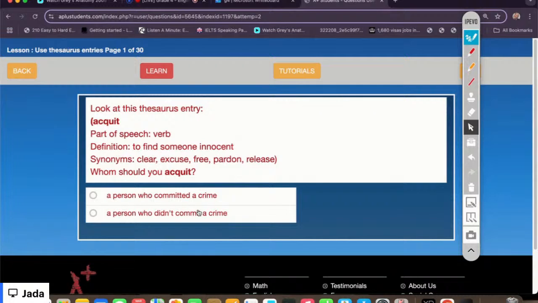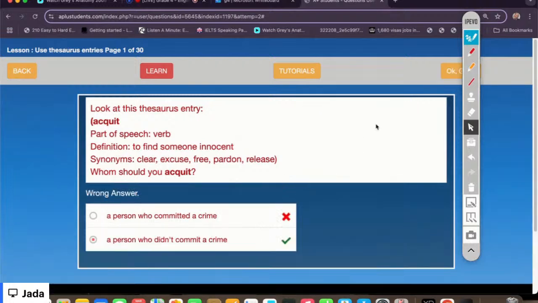Okay, so what would it be? A person who committed a crime. So they would release that person. But if you say it's a person who didn't commit a crime, then it shouldn't be A because it's clear. Someone who is freed or pardoned is a person who didn't commit a crime.